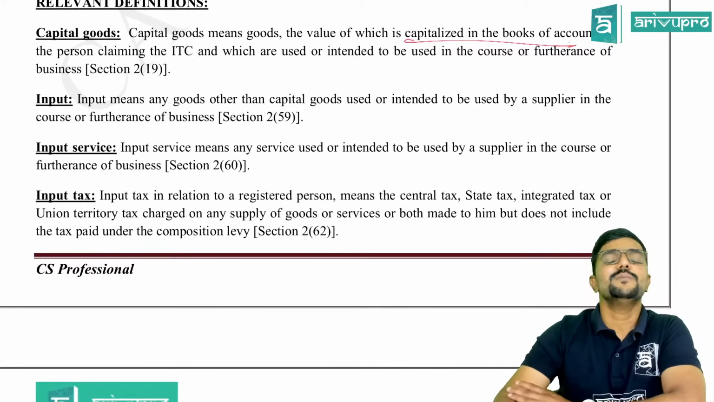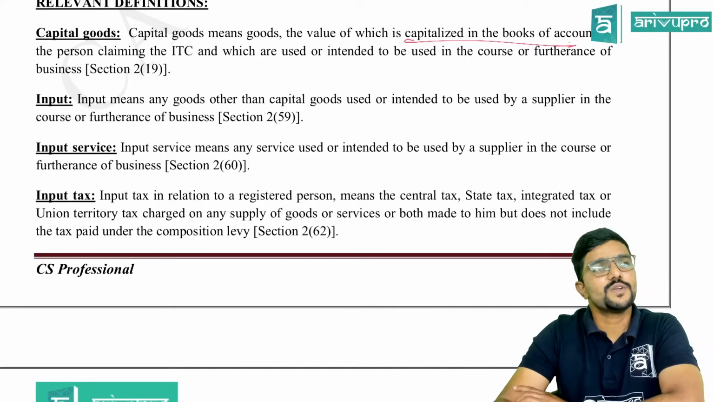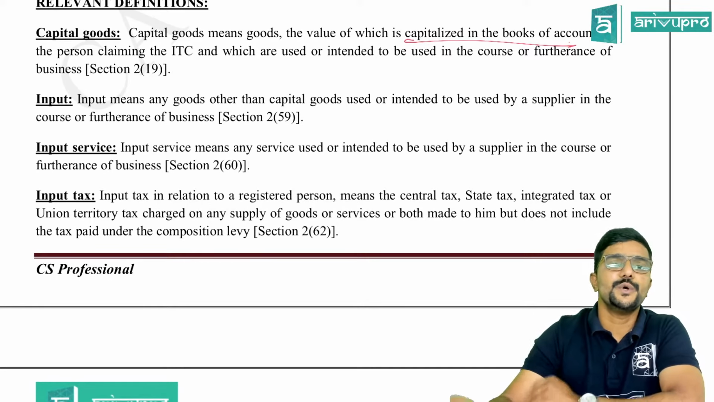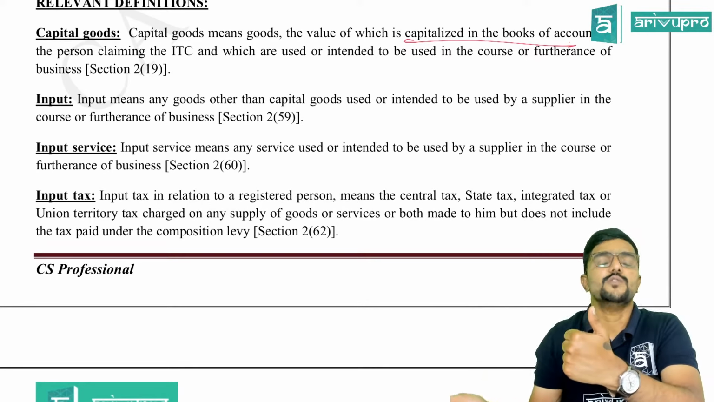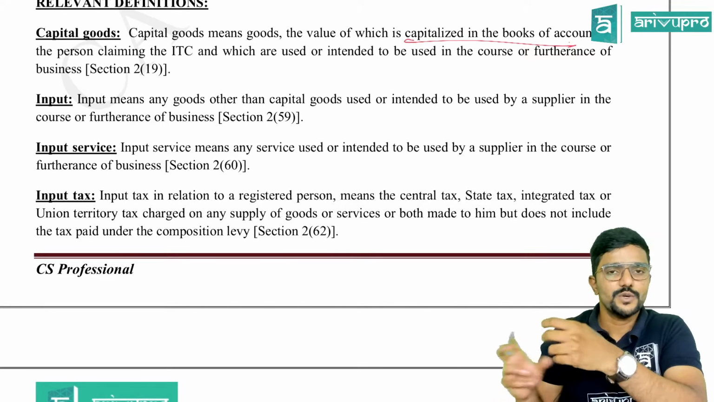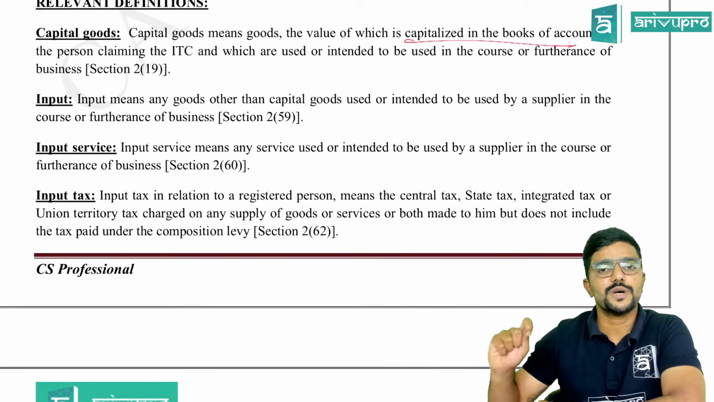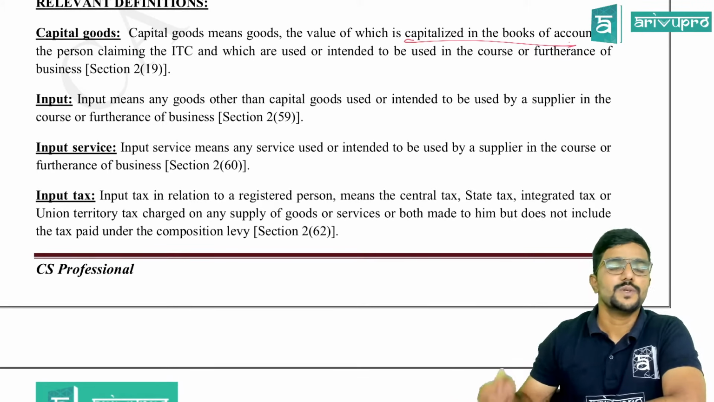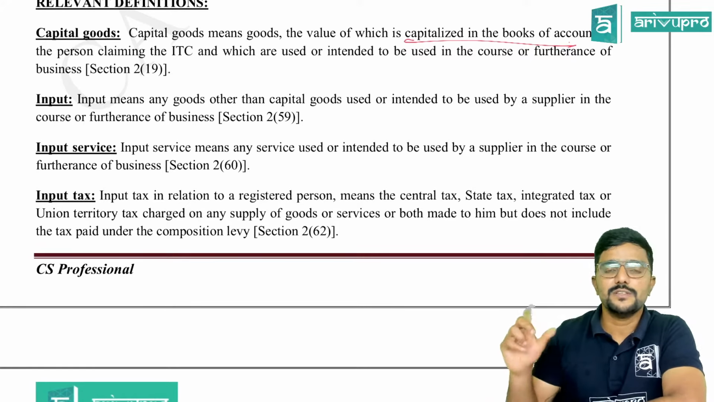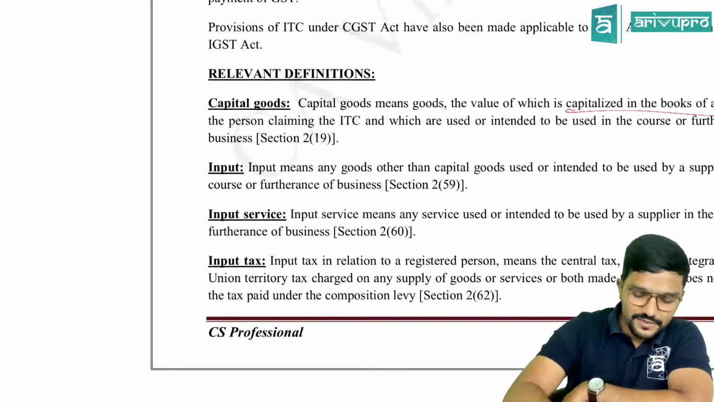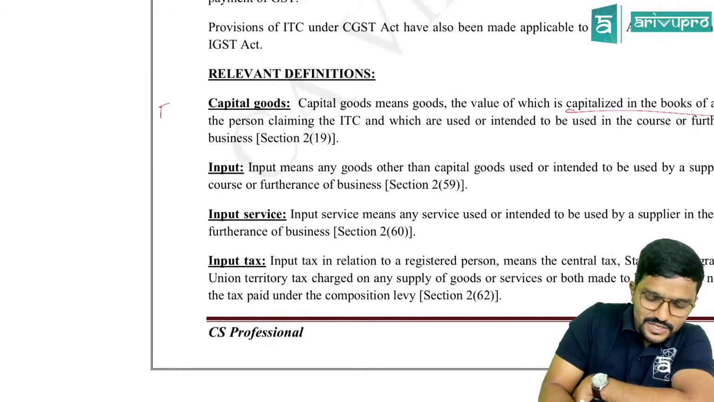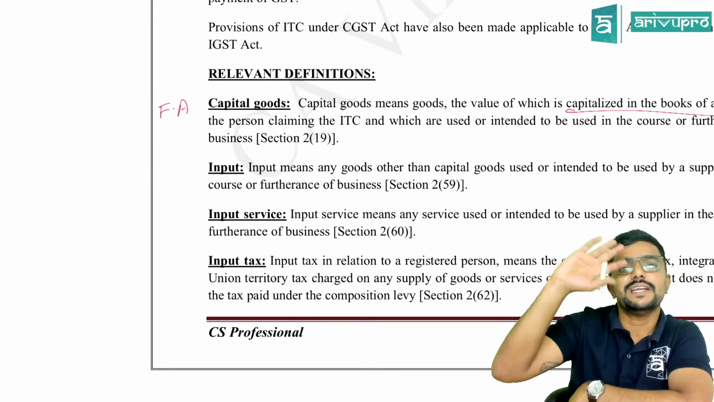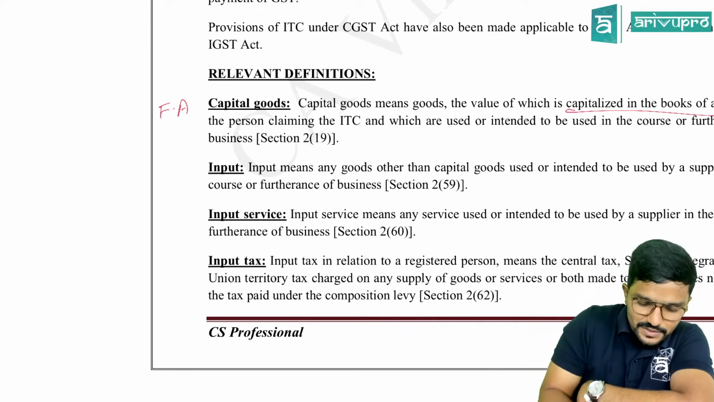Now input. In general terms, input means raw material, guys. So raw material, why will you purchase? To use it in the production of your output. Agree? So you will use it in the manufacturing process to convert that into your output. So in GST, we call it input. You can also write it there: capital goods means fixed assets, so that it will be easy for you to relate to your accounting knowledge. And your raw materials is nothing but input.